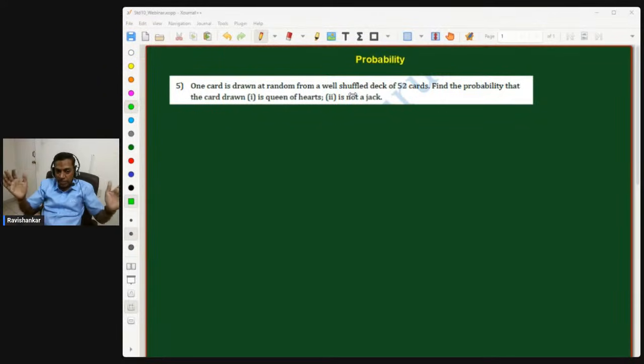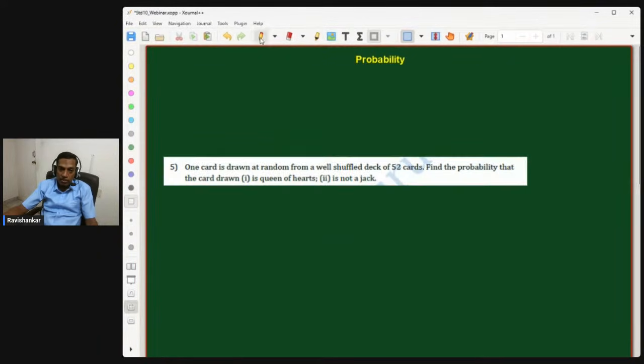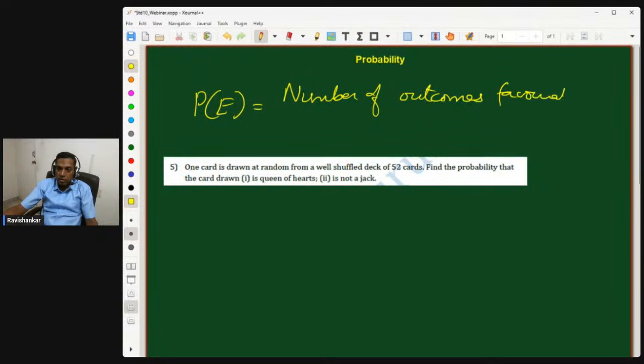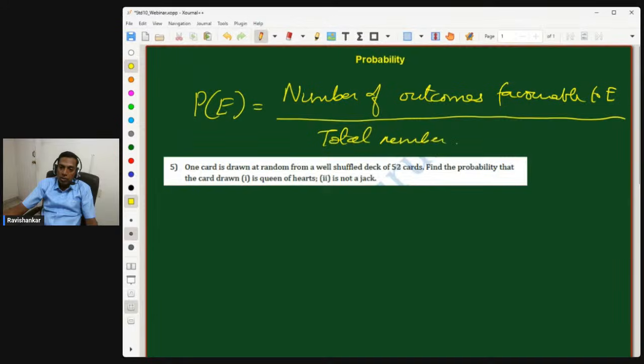Just using the basics of probability idea, that is, the probability of an event E is the number of outcomes favorable to E divided by the total number of possible outcomes. Okay, there is a small catch here which I will explain later, but right now you can go ahead and do question 5.